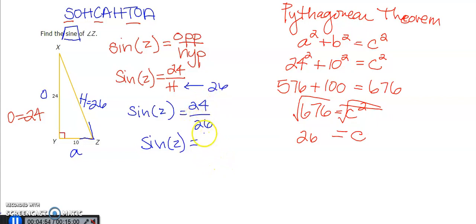To reduce the fraction 24 over 26, both of these numbers are divisible by 2. If I divide them by 2, I get 12 over 13. So that would be your answer. Let me know if you have any other questions.